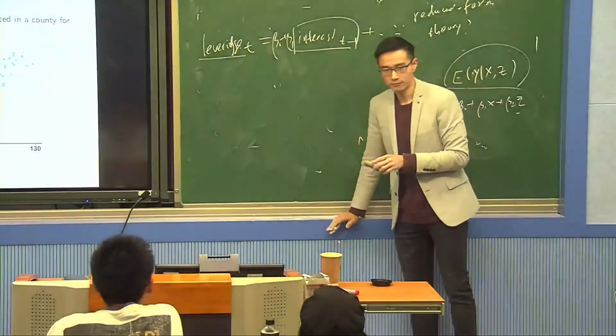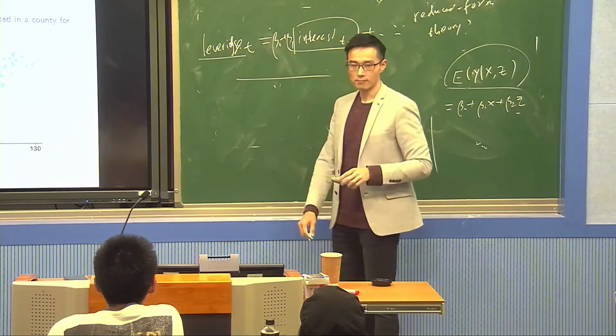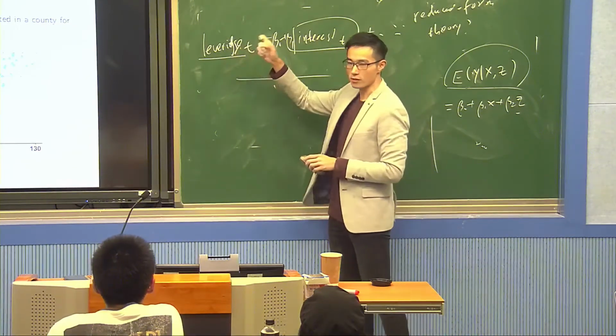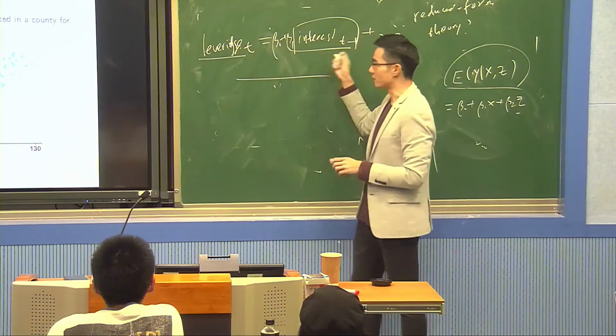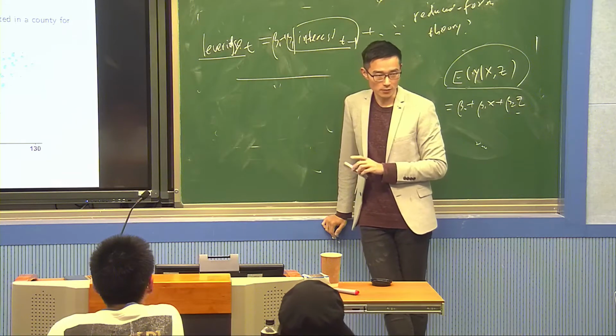What is the problem here? This is a static model, because it says that the leverage is determined in a static environment by the interest rate in the last period. There are at least several things wrong with this kind of approach.